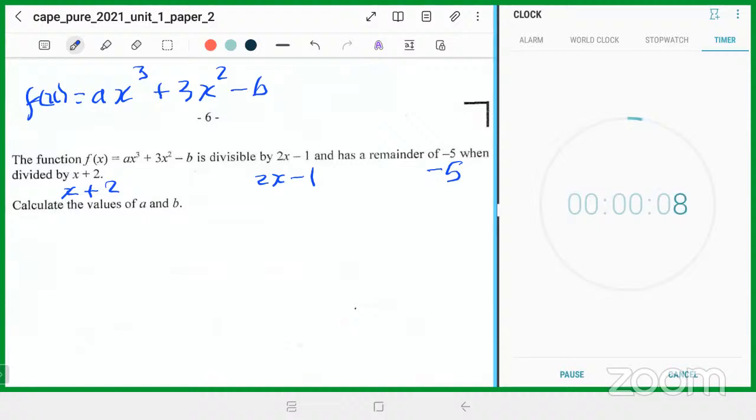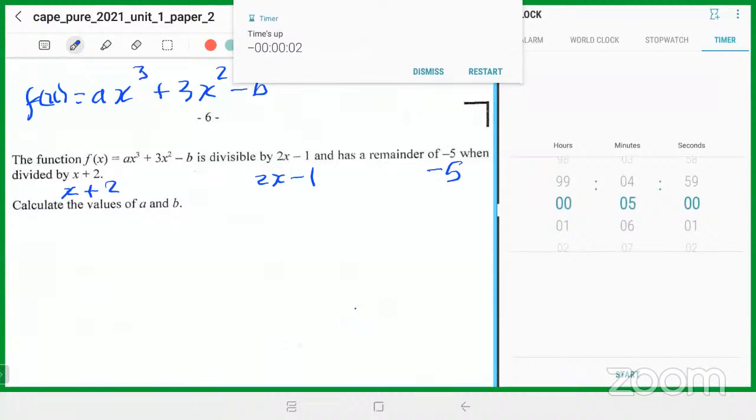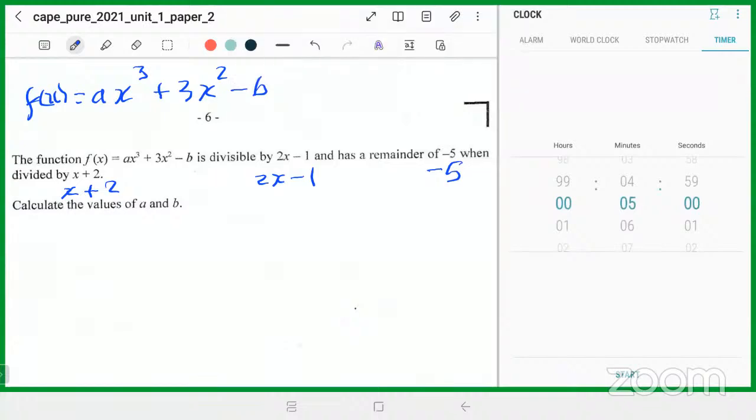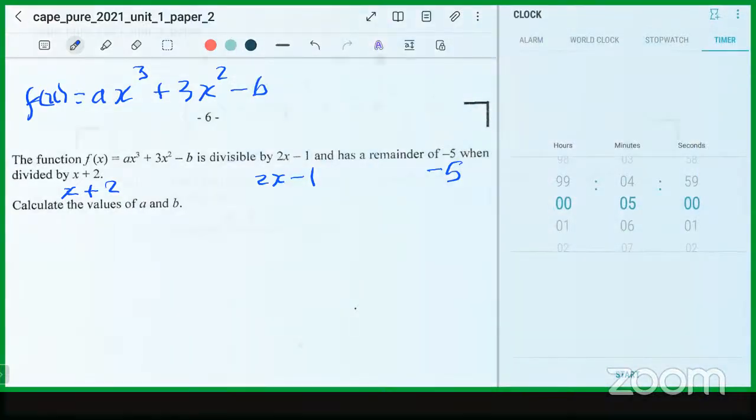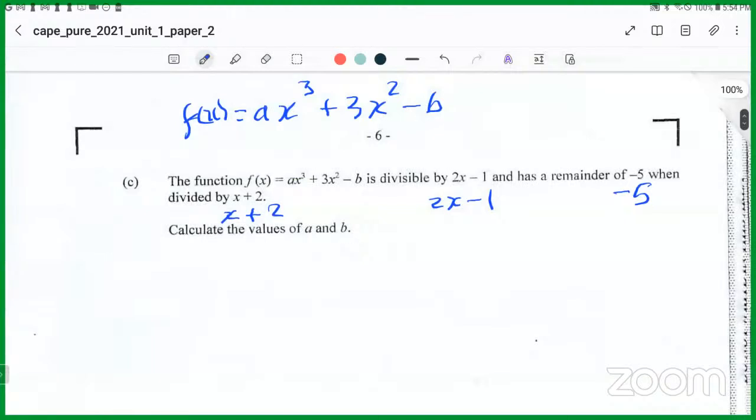You done? Finish? All right, let me do this one. I'll give you another one to do after this. Ready?